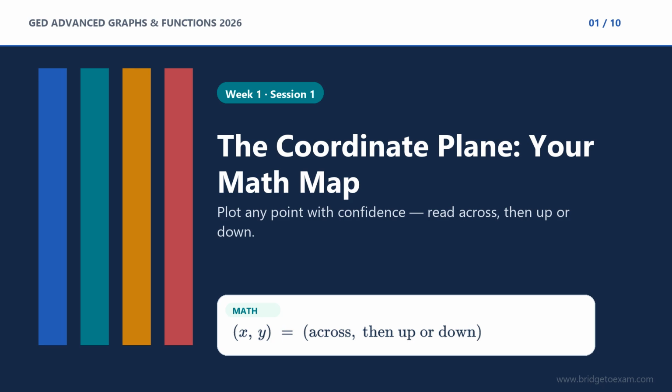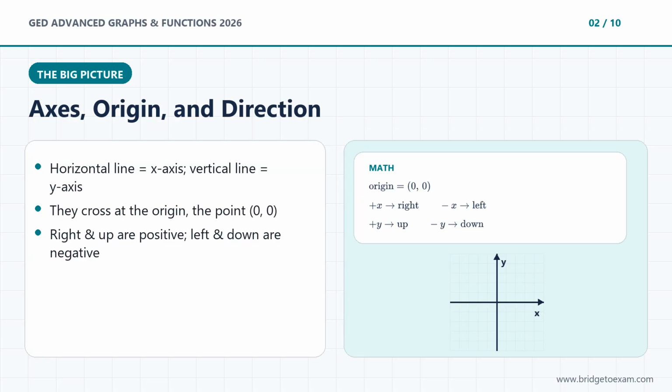Today we make the coordinate plane feel like a simple map. You will learn how to read a point, how to use the axes, and how to name every region called a quadrant. By the end of this lesson, you will be able to plot any point and know exactly where it belongs, with no guessing. Let's start with the map itself.